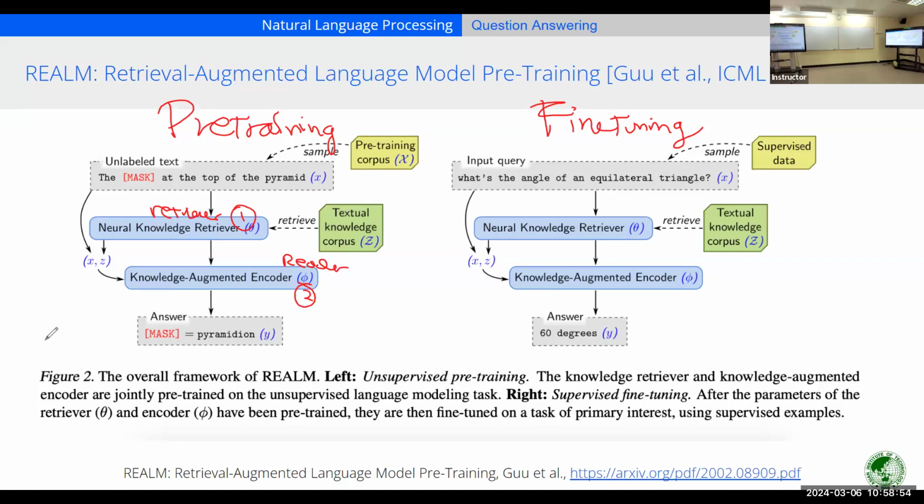Next, in the fine-tuning, if you want to use it for a certain purpose, you just get the question, maybe from a QA data set. Then you use the same retriever that you already pre-trained, and also the same reader that you pre-trained, but further fine-tune it, and then you get the answer, to know the answer in this domain. So this is, I think, a very, very simple idea, but very, very effective.